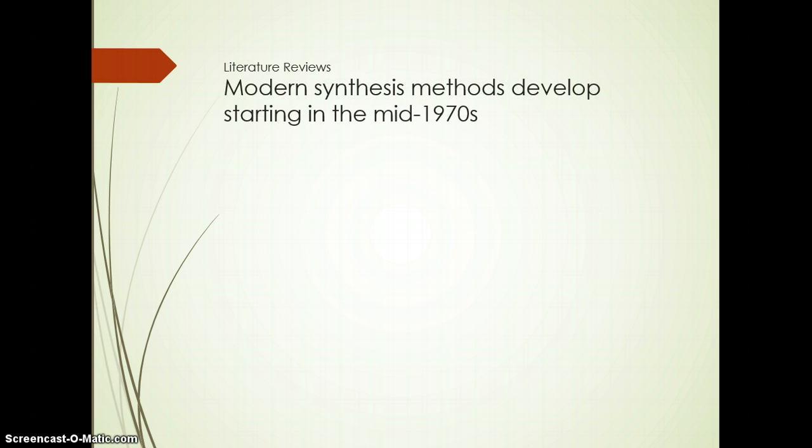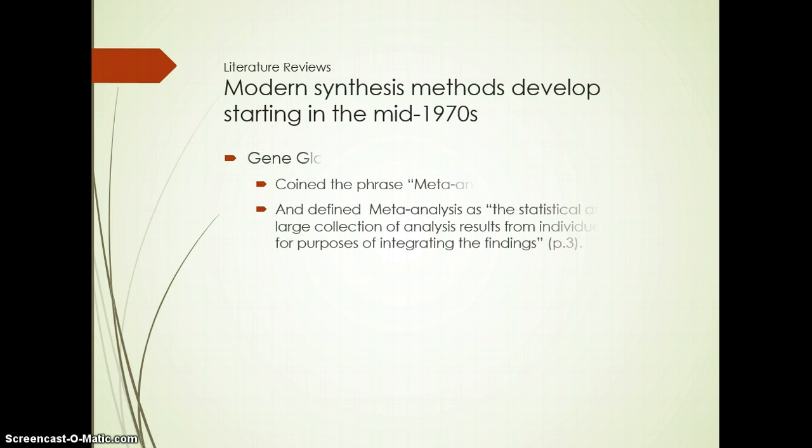Starting in the mid-1970s, things really started to pick up. Gene Glass is given credit for coining the phrase meta-analysis, and he defined it as the statistical analysis of a large collection of analysis results from individual studies for the purpose of integrating the findings. And that definition is pretty much consistent with how we would define meta-analysis today.